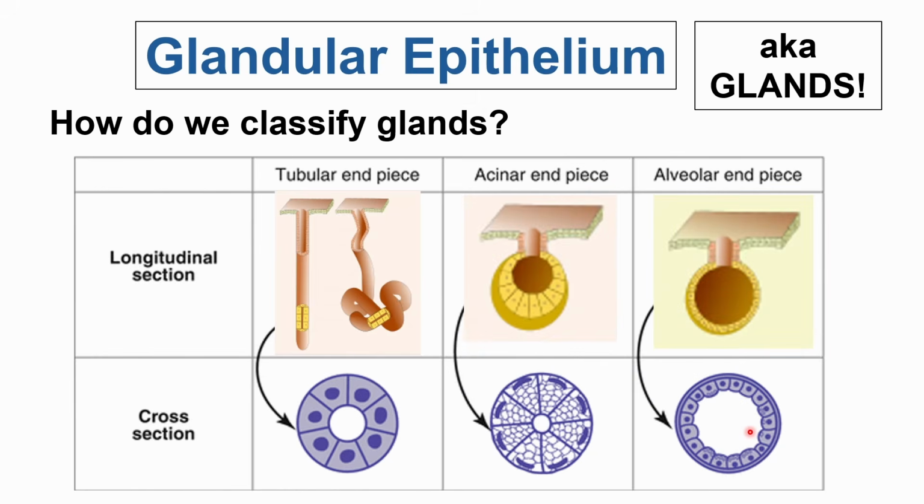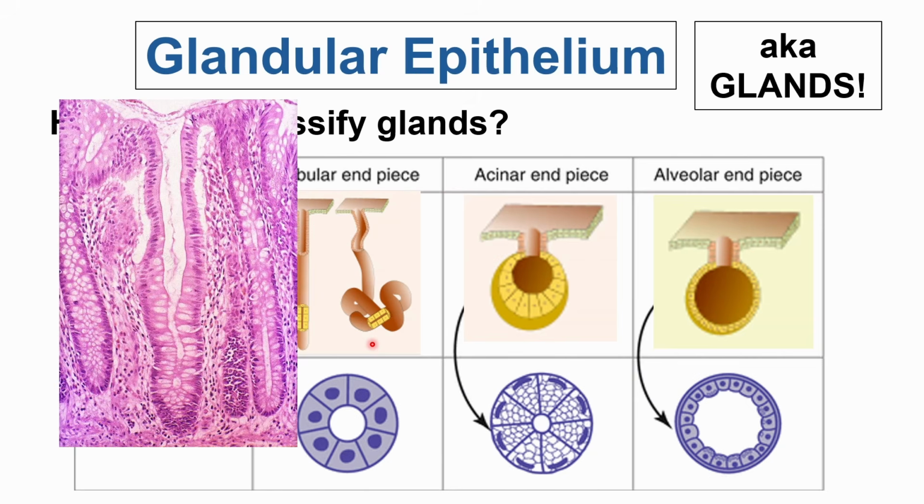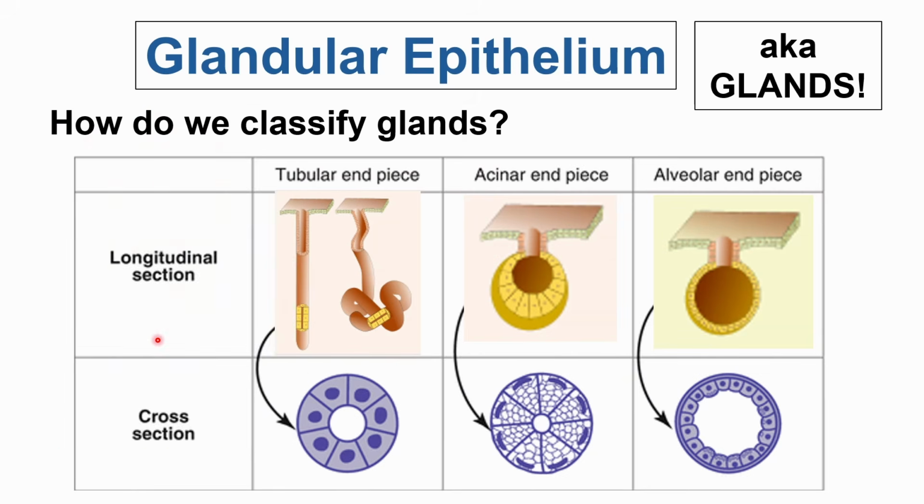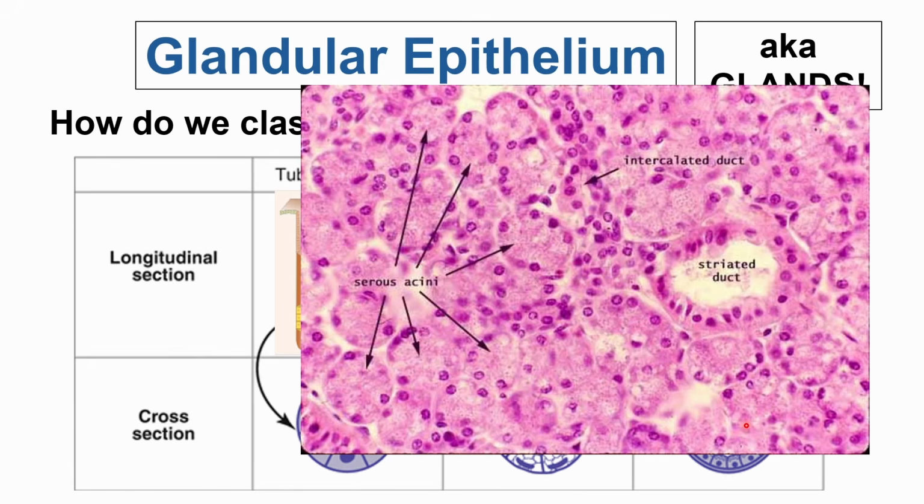Okay? So 3D, it should look like this. And then the end piece, or the secretory unit, under tubular, can either be straight or coiled. Okay? Actual example: this is your duct system and this is your secretory unit, and the shape is tubular, like a test tube. And for the acinar or alveolar, the secretory units that we saw earlier, you can see that they are pie shaped.